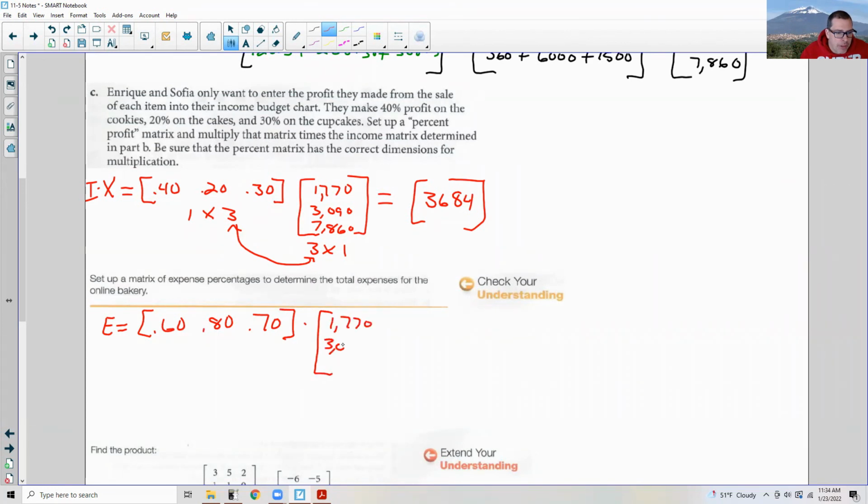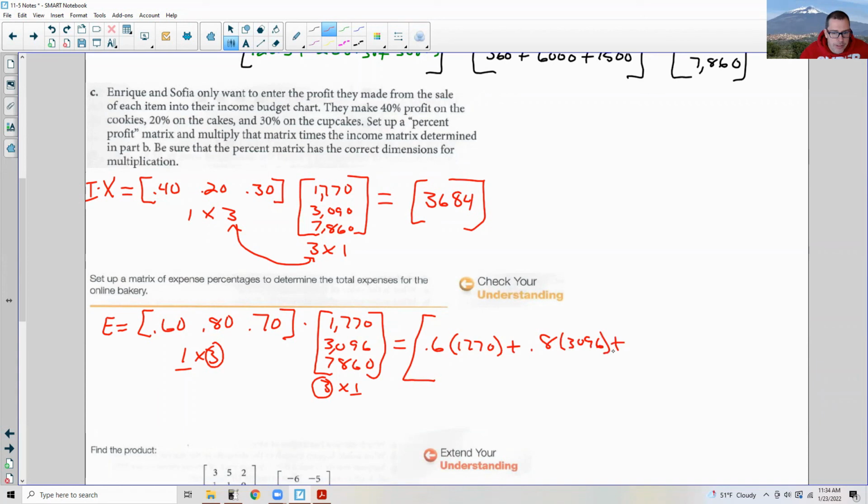So we're going to multiply that by my 1,770, 3,096, and 7,860. And what's going to happen there, I'll show my work on this one. This is a 1 by 3. This is a 3 by 1. The 3s match, so I can do it, and I'm going to get a 1 by 1 matrix. So what we do is 0.6 times 1770 plus 0.8 times 3096 plus 0.7 times 7860.